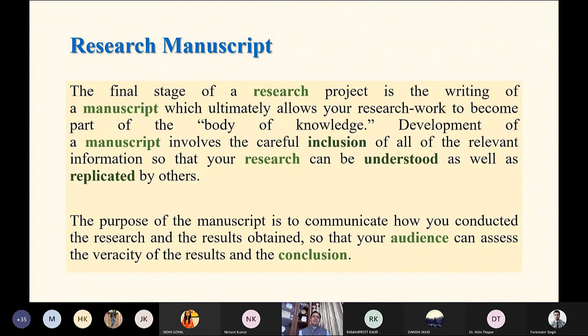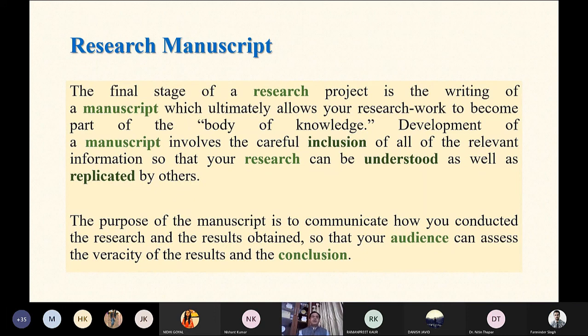The final stage of the research project is writing of a manuscript. When the research is completed, the survey has been done, the analysis part has been completed, and the interpretation part is almost over, we have to convert them into a research manuscript so that we are able to get it published in a quality paper. It is only the research manuscript that will allow us to become a part of the review of literature or a body of knowledge.